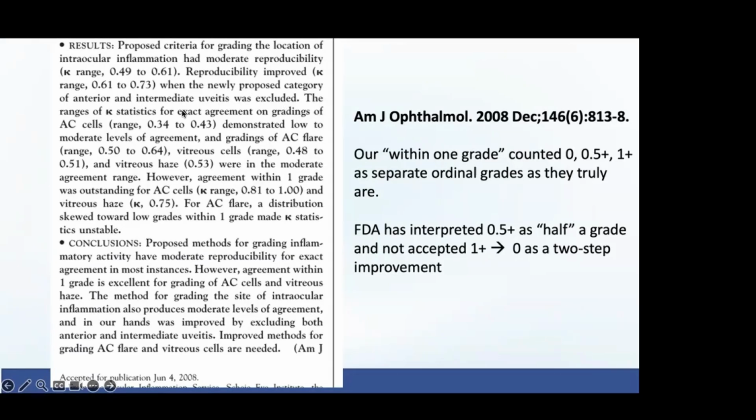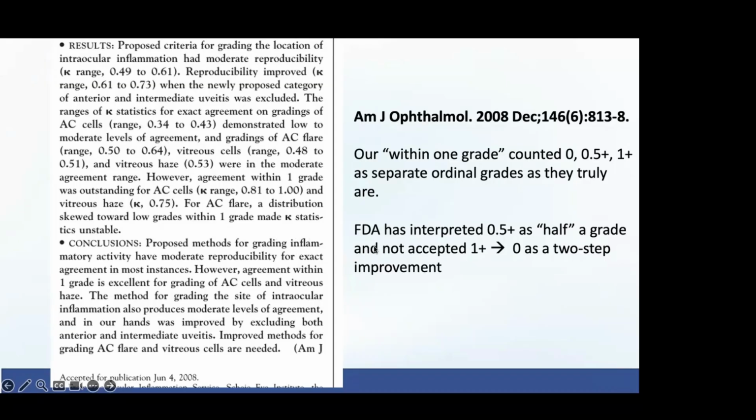If we look at exact agreement on findings of anterior chamber cells, it was only low to moderate, and gradings of flare a little better, and vitreous cells a little better, and vitreous haze likewise. But if we look at agreement within one grade, it's really good. And so this led the FDA to accept this as an outcome for trials, although for various reasons, the field doesn't love this outcome very much.